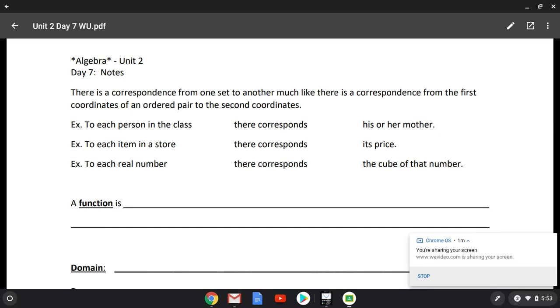And then for every real number, there needs to be a cube of that number. So that means like 2 cubed would be 2 times 2 times 2, which would give you 8. Or 3 cubed would be 3 times 3 times 3. So there's always a correspondence with many things in life. Those are just 3 examples. We're going to go through a lot more. But when you have one correspondence, or where every input has an output, a unique output, then that's considered a function.